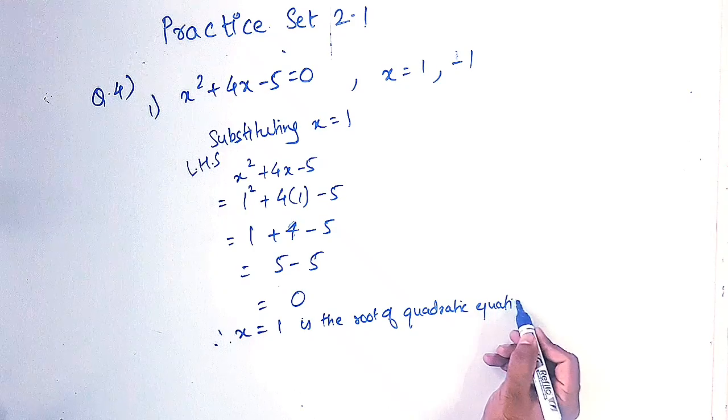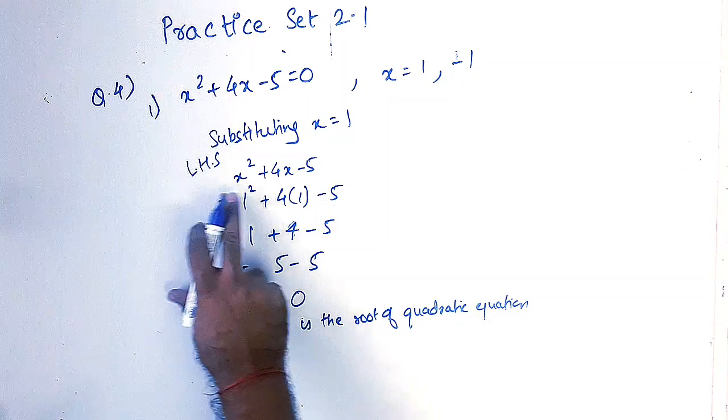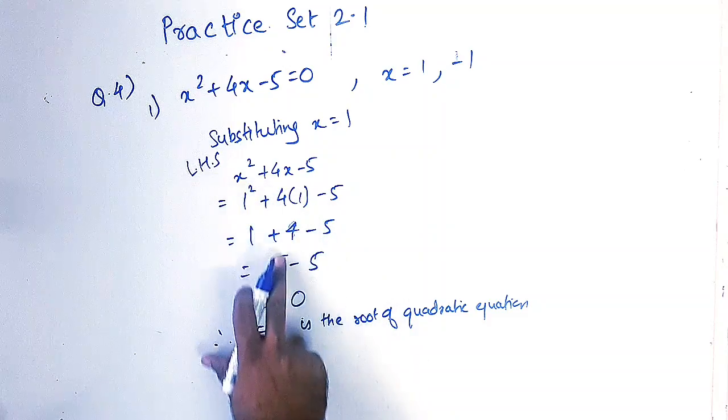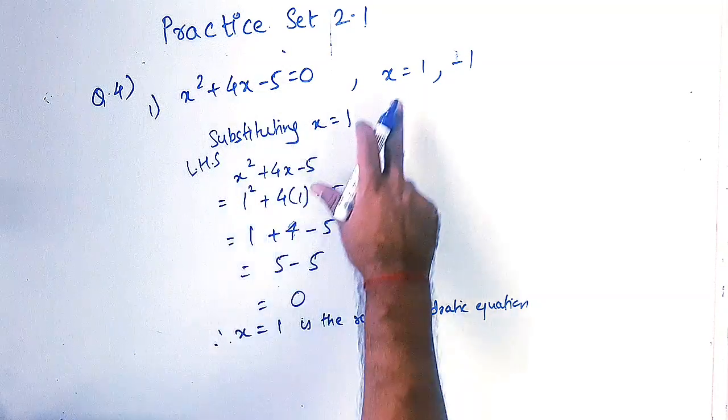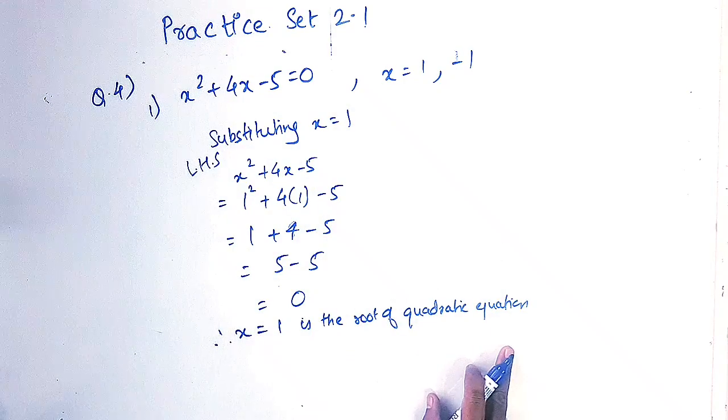Now if we substitute the value of x and we get RHS as 0, then the value is the root of the quadratic equation.